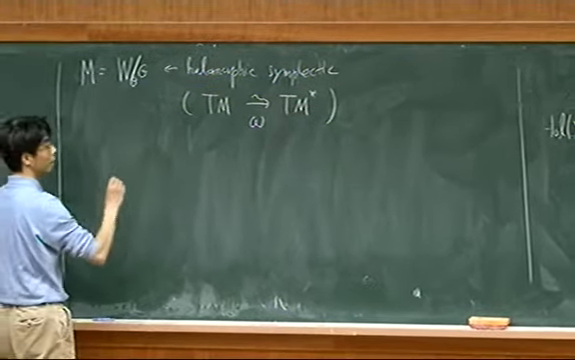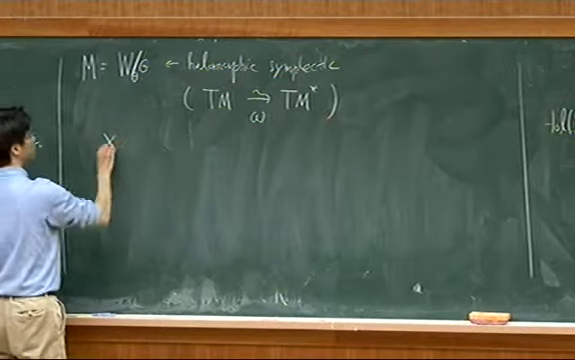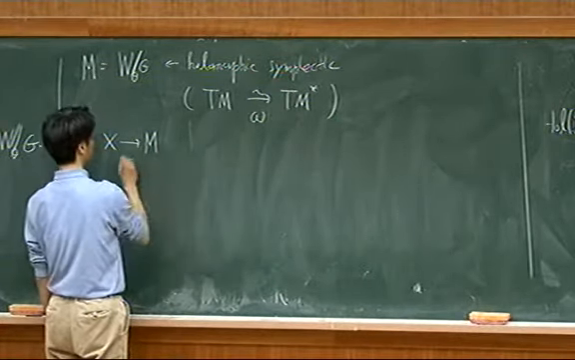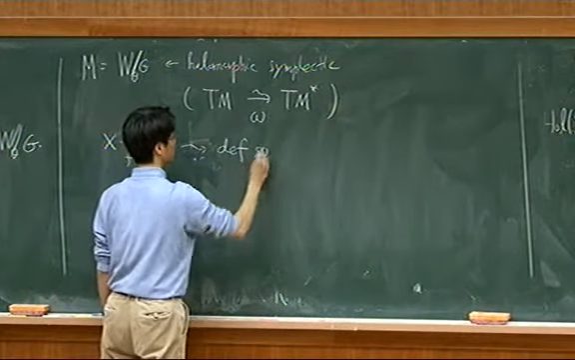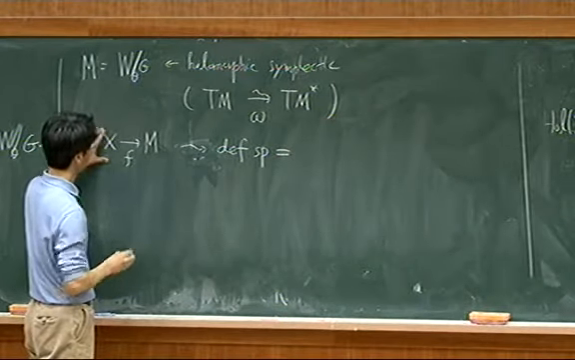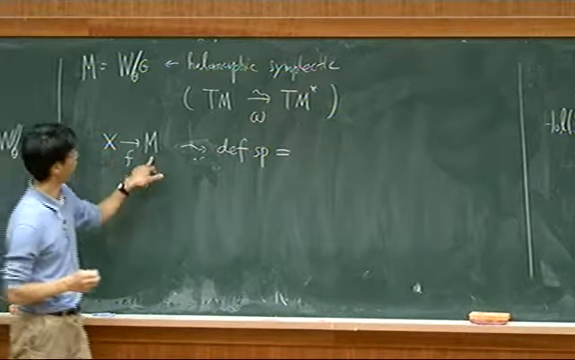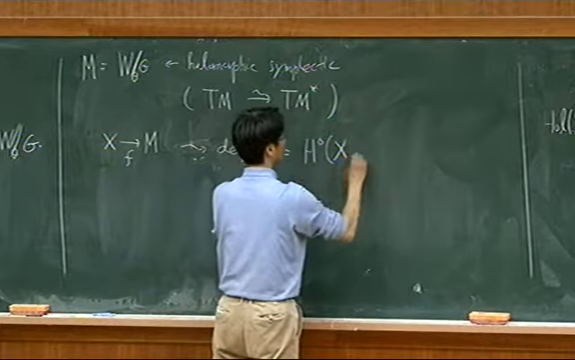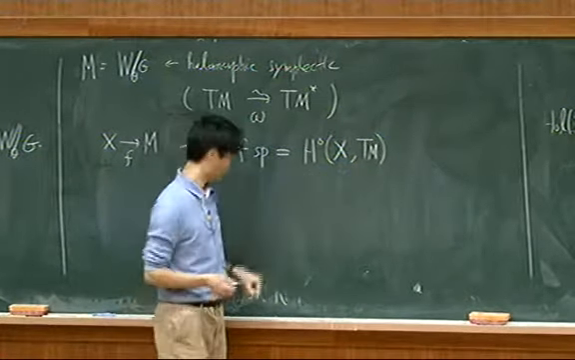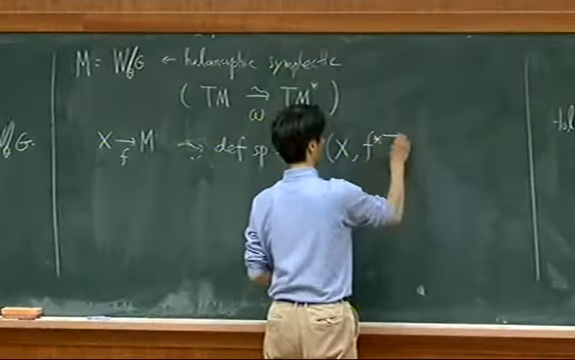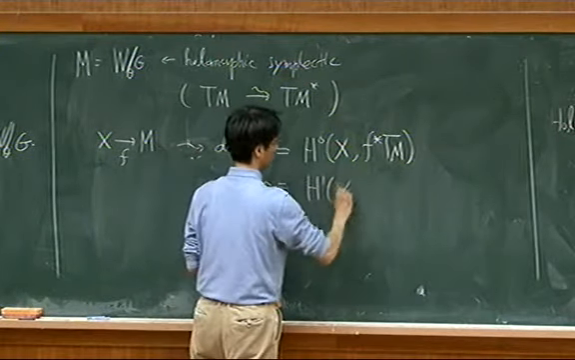In that case, I'd like to consider the deformation space of a map from X to M. So given this, let's think about the deformation space. We'd like to deform this given holomorphic map F to the holomorphic symplectic quotient. Then the deformation space is nothing but the zeroth cohomology of F star TM, and the obstruction space is H1 over X of F star TM.